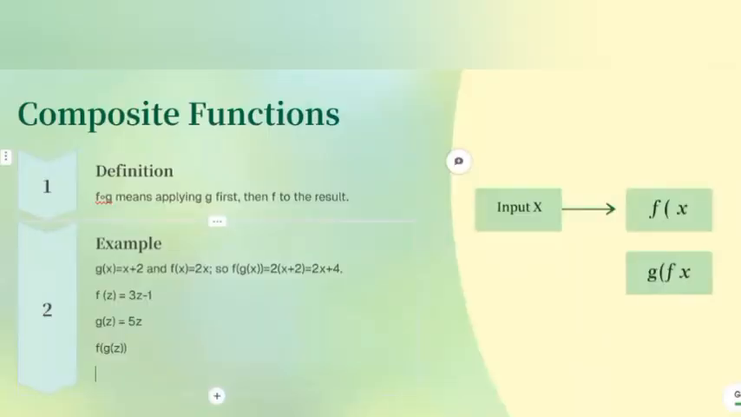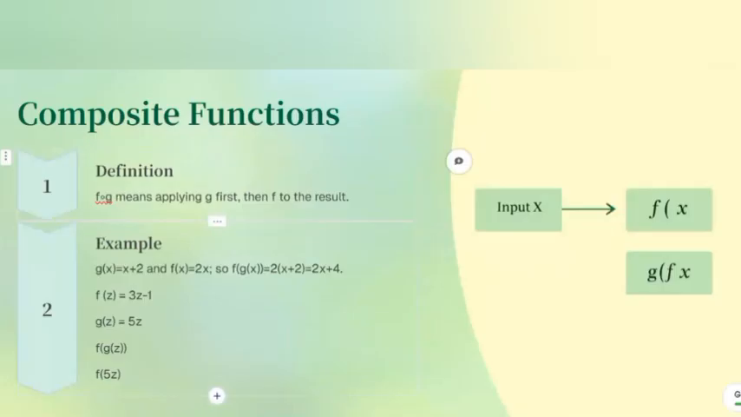5z. So instead of having g of z, I now replace it with what? With 5z, because that's what g of z is. So this is now going to be f of what? 5z. Fantastic. Now I know that f of z is what? 3z minus 1. But now I'm asked to find f of 5z. So what does that mean?